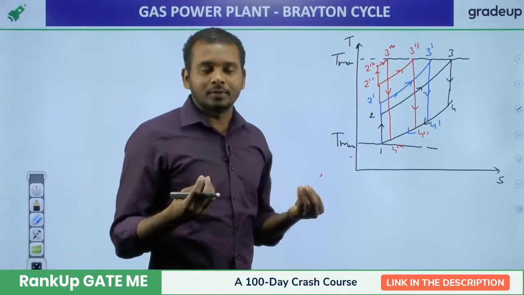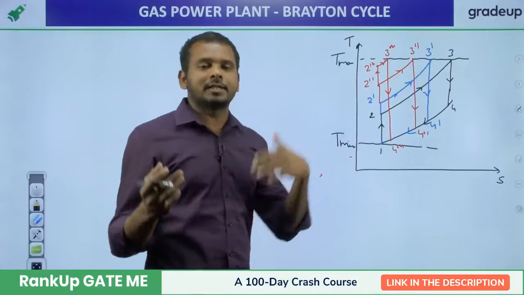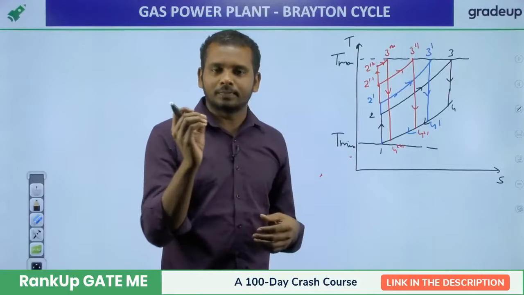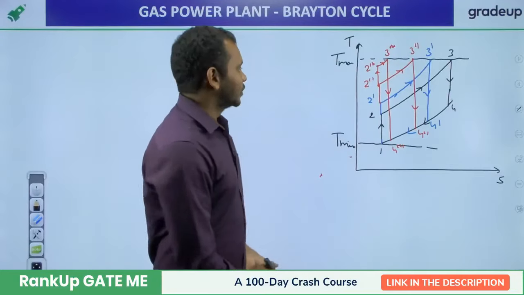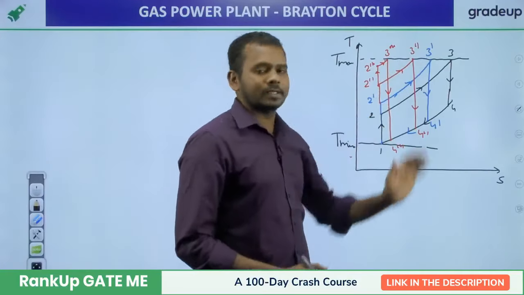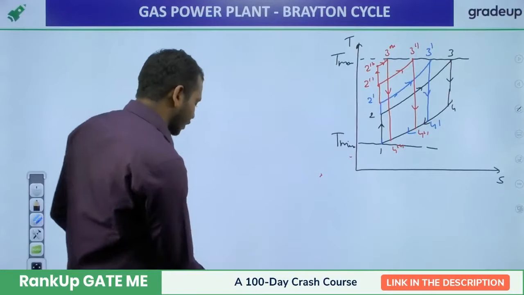What do we want? We want to see an optimization. We want to see a maximum work and at the same time maximum efficiency. Where we get the maximum work and where we get the maximum efficiency, that is important for us, right? So that means here still we have a possibility for optimizing the pressure ratio. How do you optimize it?